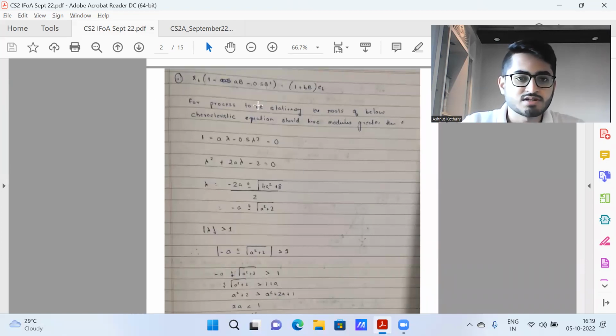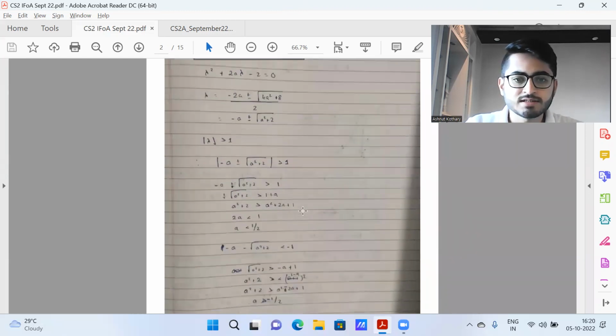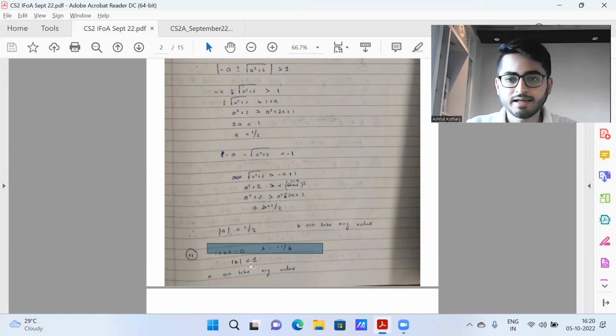For the process to be stationary, I want the roots of this characteristic equation, which is this, all of them to have a modulus greater than 1. Now, on solving this, the result I'm getting is mod alpha is less than half, and B can take any value. It does not affect stationarity as such. For part B, for the process to be invertible, the value of A does not play any role. It's basically this equation. The roots of this must be greater than 1. So therefore, mod B must be less than 1. A can take any value, and therefore the process will be invertible.